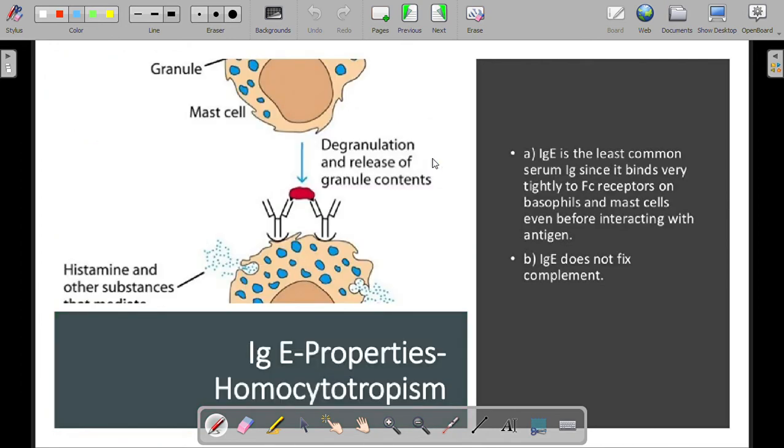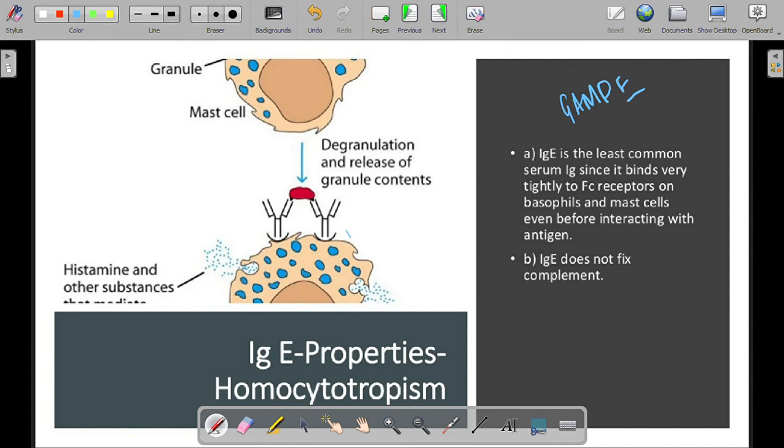So IgE, what is the function of IgE? The question comes to mind, what is the function of IgE? IgE is the least common serum immunoglobulin. As we have seen in the analogy GAMDE, it binds very tightly to the Fc receptor on the basophil cells.